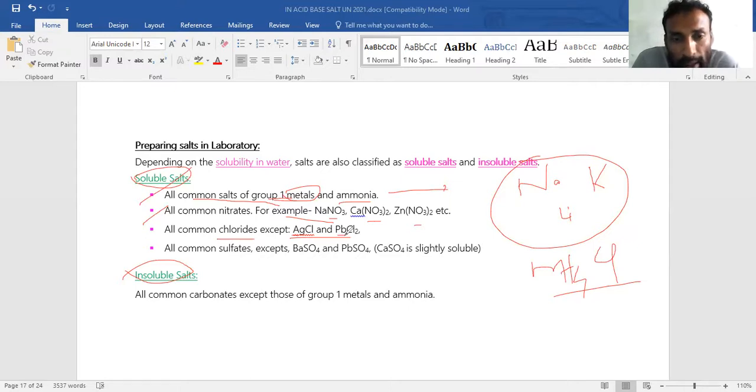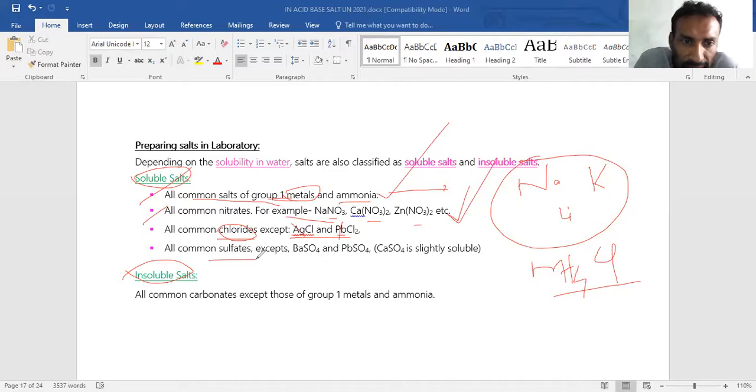And other than silver and lead, if you put here any metal, sodium, potassium, aluminum, zinc, etc., they will all be soluble. So chloride is mostly soluble, nitrates are all soluble, group 1 metals are all soluble, nitrates are all soluble, chloride except two.